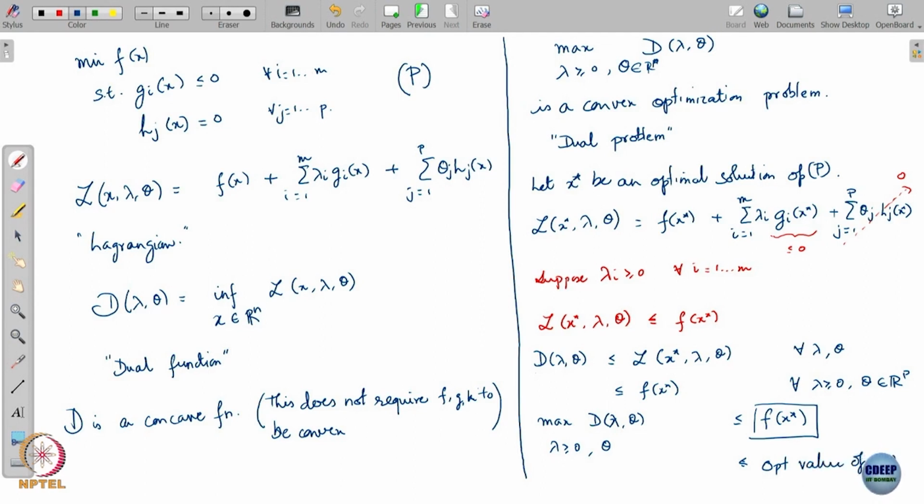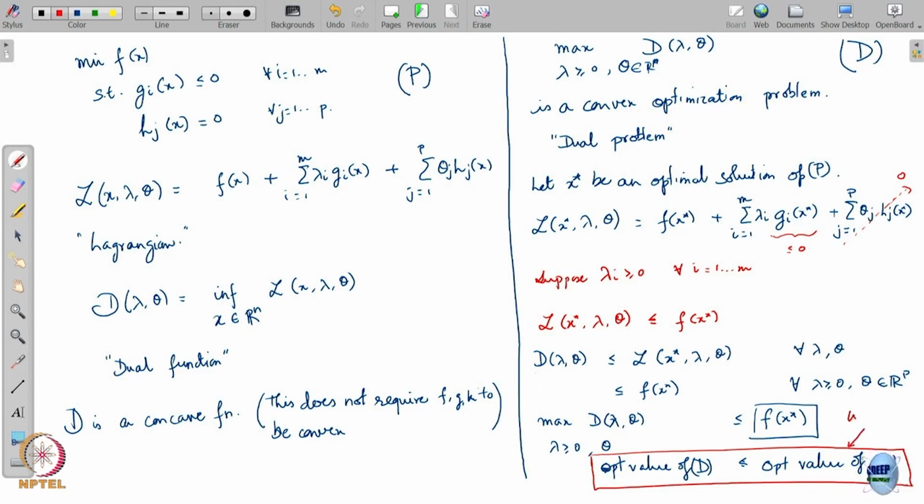And what is the one on the left hand side? Let us call this problem D. The one on the left hand side is simply the optimal value of D. And what have we got here then? We have got that the optimal value of the dual is less than or equal to the optimal value of the primal. So, this statement here is nothing but the statement of weak duality.